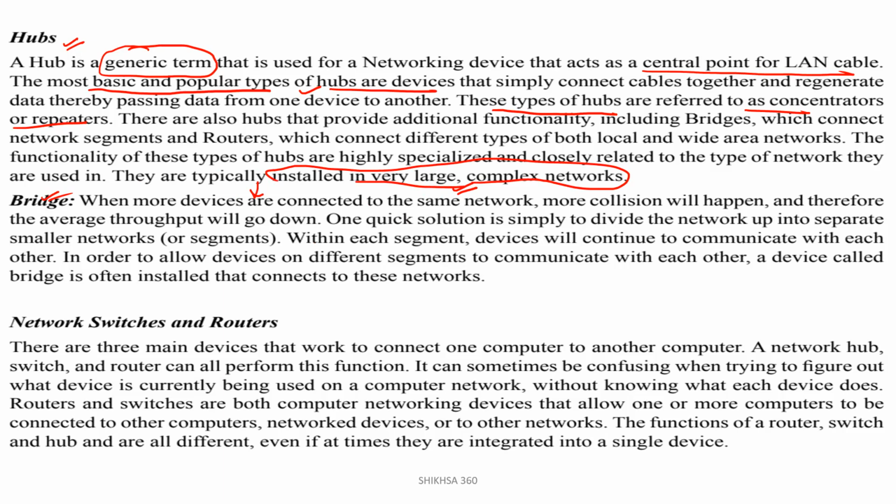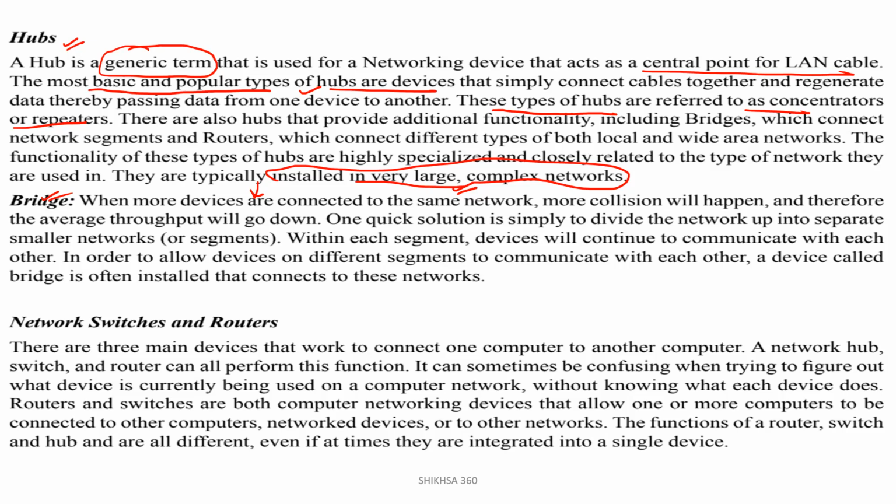Within each segment, devices will continue to communicate with each other. In order to allow devices on different segments to communicate with each other, a device called a bridge is often installed to connect these networks. So basically, a bridge is used to connect networks. When more devices are connected to the same network, at that time a bridge will be used.